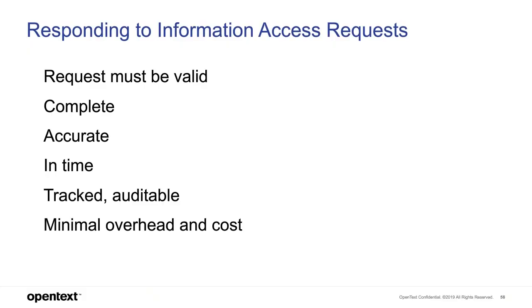So what did we see? Well, we saw the example of how you could respond to information access requests. The request was valid because you had the verification moment. You made sure it was complete. You went in all the data sources, did your due diligence in finding responsive documents. It was accurate. It was redacted for what you were not supposed to share. Of course, it's in time because you automated it. It's fully tracked and auditable because everything that goes in the system is actually considered a record of such a response. And then indeed with as minimal overhead and cost as possible.